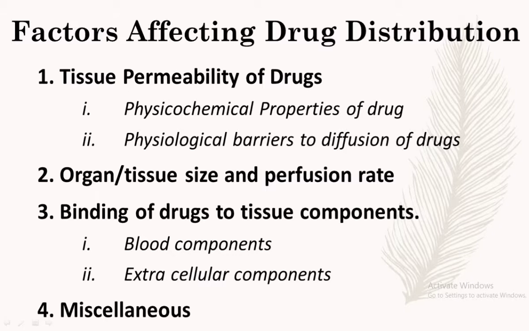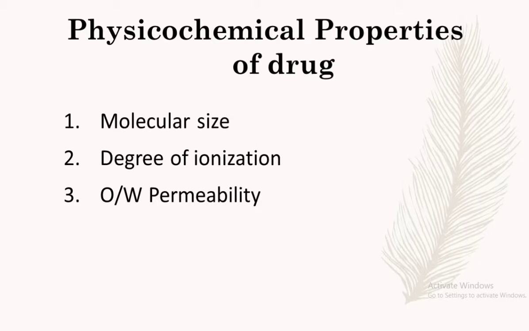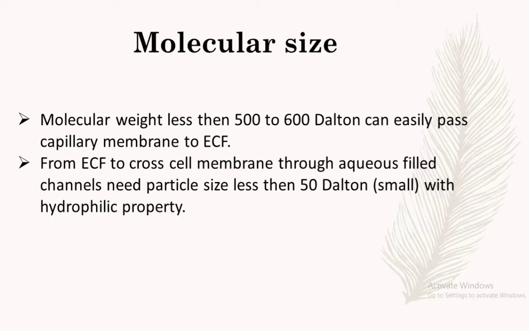in today's video. The first factor is tissue permeability of the drug, which is related to the physicochemical properties of the drug. There are mainly three physicochemical properties of a drug which affect its distribution. First one is molecular weight. A drug having a molecular weight less than 500 to 600 Dalton can easily pass the capillary membrane to enter the extracellular fluid, and from the extracellular fluid cross the cell membrane through aqueous filled channels. The particle size must be less than 50 Dalton, that is very small, with more hydrophilic properties.